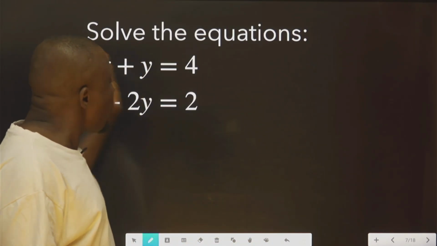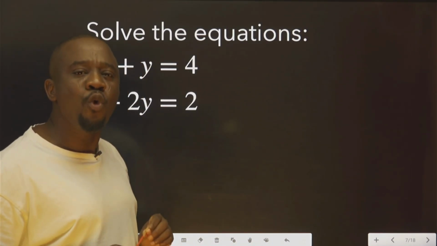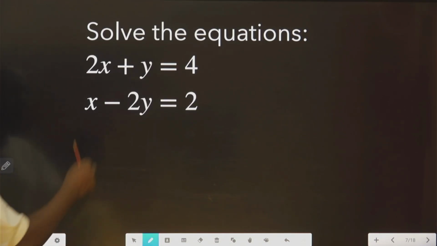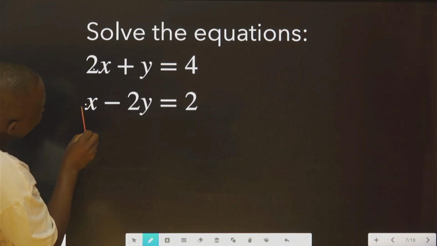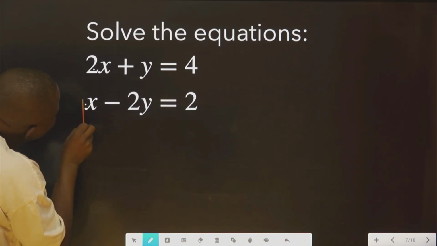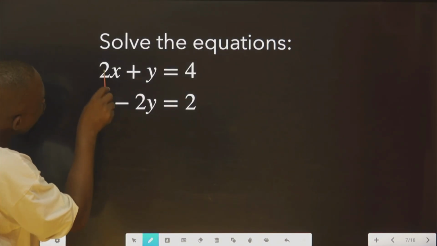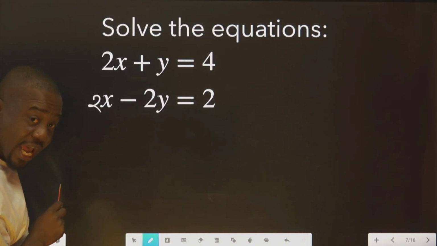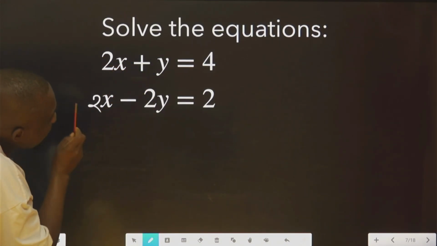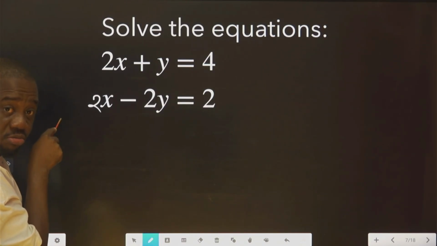least one of the variables have the same coefficient. As you can see, we can use 2 for that because this and this don't have the same coefficient. We can say, okay, first of all, we are going to make sure that this guy has the same coefficient with this. That is, 2 should be here. Okay? So that these two can be the same.